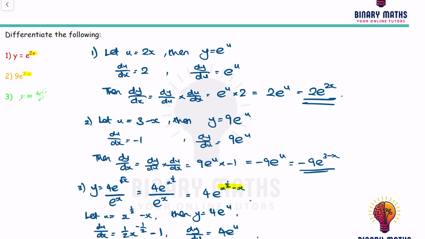Okay, classic mistakes, people don't put a bracket around it. Make sure you put a bracket around it, or else you'll just have the minus 1 not multiplying by 4e^u. Put a bracket around the two separate things if you need to. And if you want to rewrite that, that will be the same thing as 4 times half x to the power of minus a half, take away 1, e^u, and u was x to the power of a half minus x. So that would be the answer.